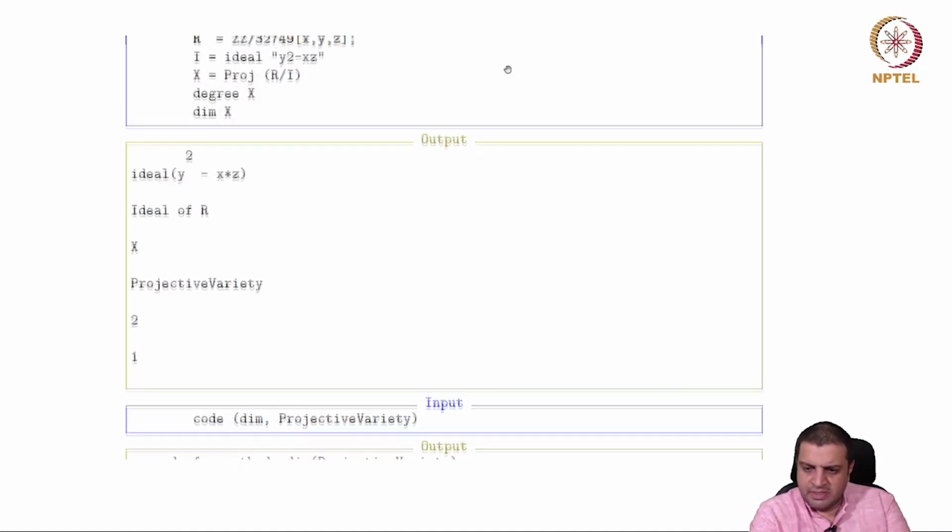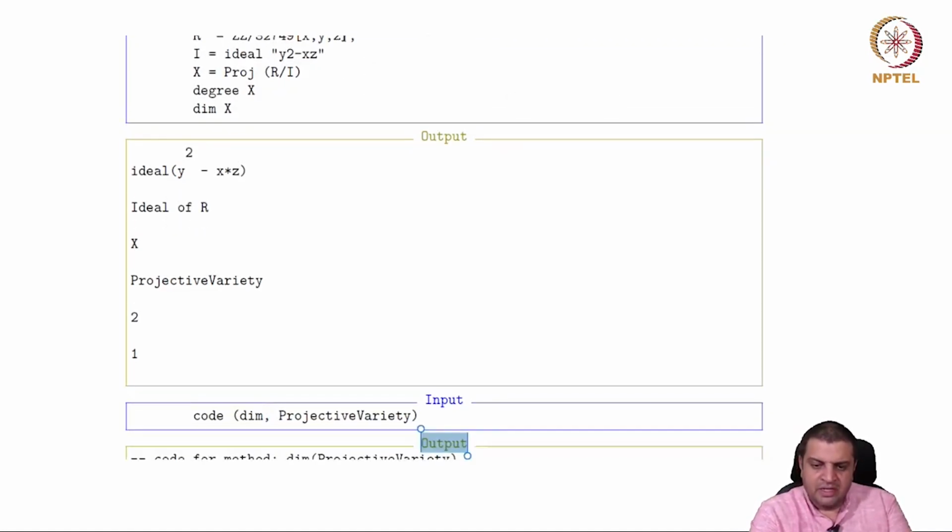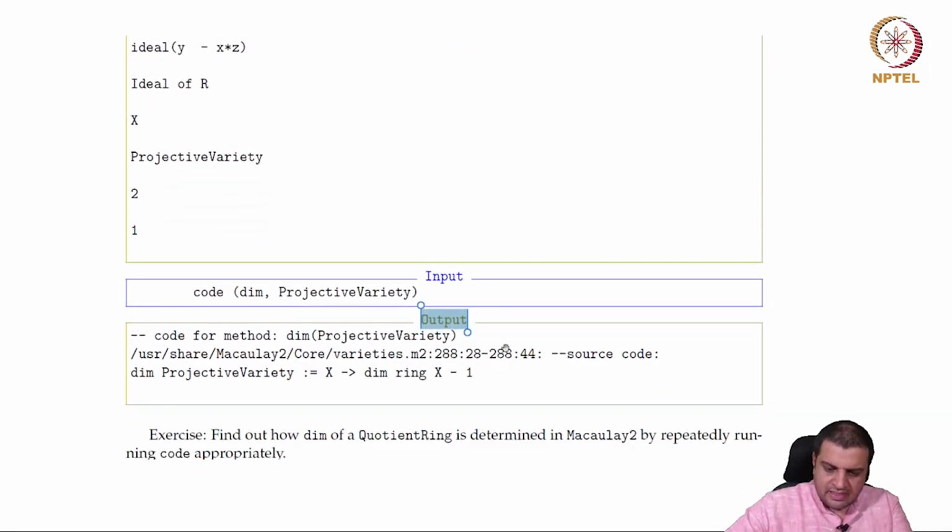R mod I is, as I mentioned, 2-dimensional. The ambient polynomial ring is 3-dimensional, going modulo 1 equation. So we have 2-dimensional, and then we have this. We can ask Macaulay how it is computing the dimension of a projective variety. There's a command called code, and as input we give dim and the type of the input. So this is asking what is the code to compute dim of a projective variety.